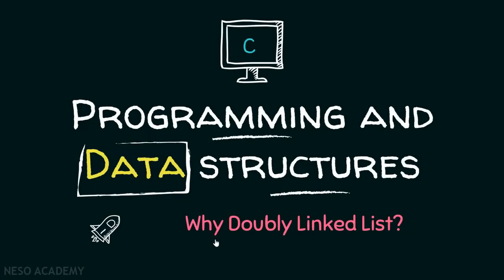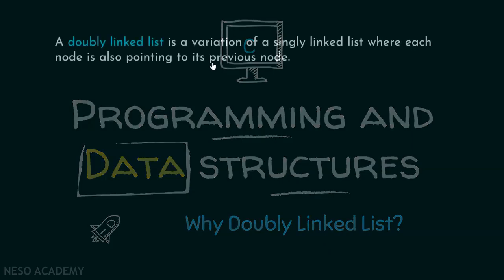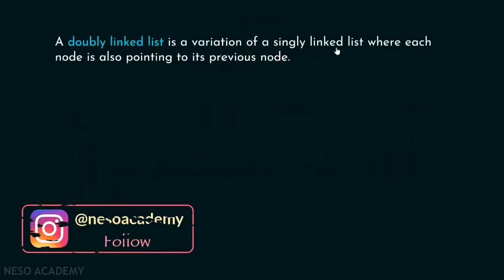In this presentation, we will learn why we need a doubly linked list. So let's get started. A doubly linked list is a variation of a singly linked list where each node is also pointing to its previous node. Let me tell you that a doubly linked list is a variation of a singly linked list, and we already know that each node of a doubly linked list always points to its previous node, right?